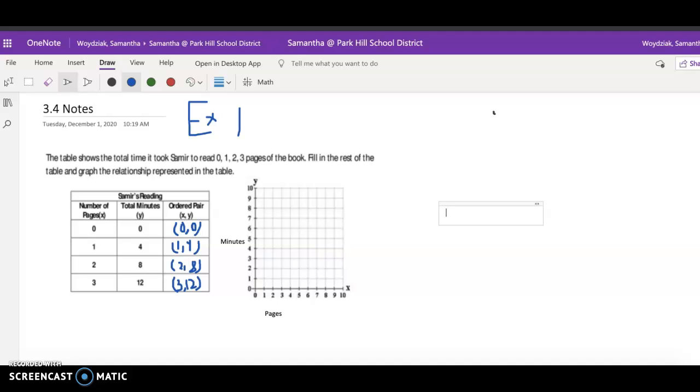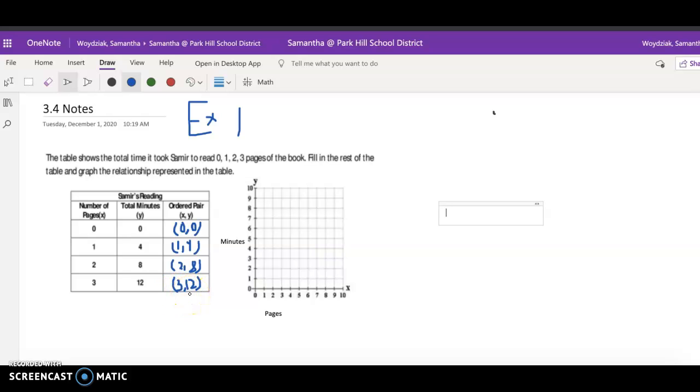I went ahead and filled in the ordered pairs just to save time since it takes a little bit of time to use my computer to write these. And so you can see I did the parentheses and then I did X and then Y. So 0, 0. For the next ordered pair, I did parentheses 1, 4. The next one I did parentheses 2, 8. And on the last one I did parentheses 3, 12.